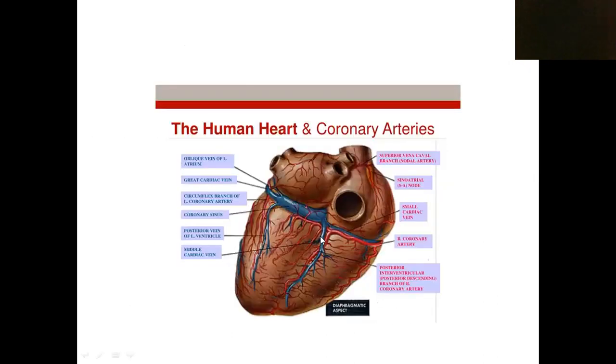Okay, see here. This is the posterior interventricular groove. In this posterior interventricular groove, we can see the posterior interventricular branch of the right coronary artery. So the area near this is supplied by the posterior interventricular branch. Means this part of the left ventricle is supplied by the posterior interventricular artery.